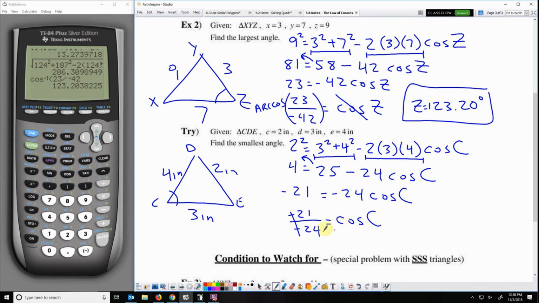And to get rid of that cosine, I can do its inverse, arc cosine, on the left side. So I can put in second cosine, 21 divided by 24. And if you never did cancel out those negatives, and you just type in negative 21 over negative 24, that's okay. The calculator knows that's exactly the same thing. So I get 28.96 degrees for angle C.